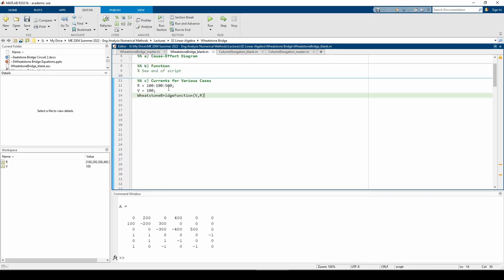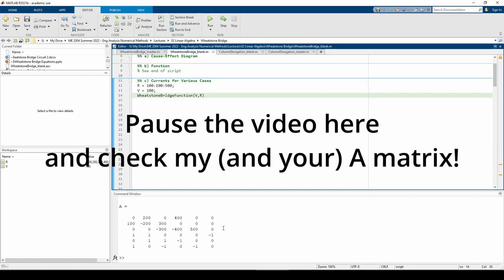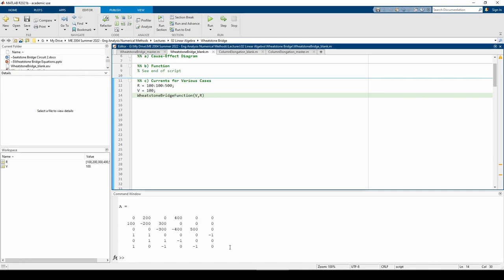I made up the R and V values just for testing purposes. The R vector has very large numbers, all of which are different, so you can easily tell which number gets mapped where within the A matrix. Take a minute to verify that the A matrix is correct. Check all of the minus signs and R values. Now that we've verified the A matrix, we can go back down to the function to write the B vector.